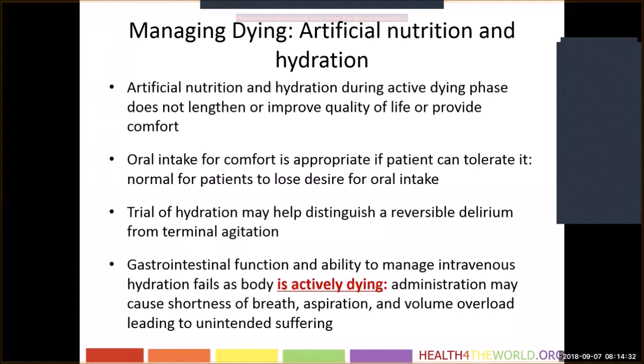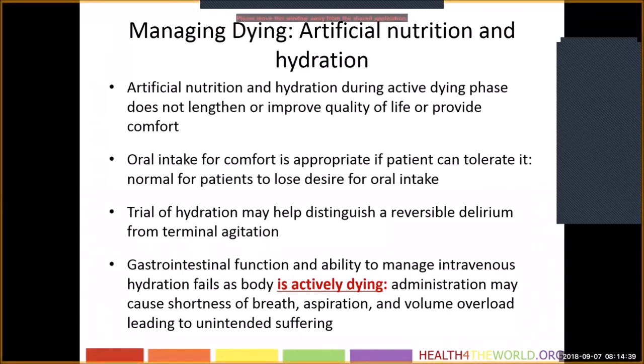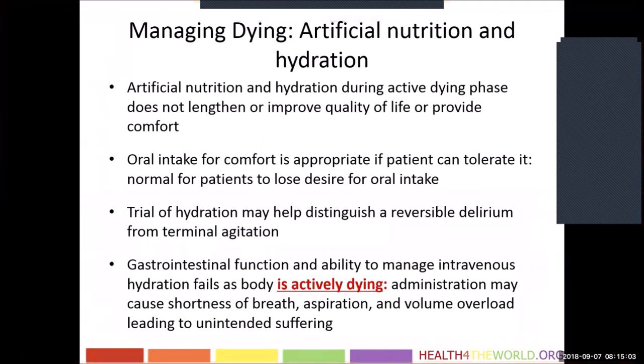This is normal. This is what's supposed to happen. A trial of hydration may help distinguish between a reversible delirium and a terminal agitation. So I say that at the end of life, you've got to figure out where you're going to draw your line in the sand. If I have a family or a patient that says, doctor, I understand what you're saying, I just need some IV fluids, I just think it might help, and they're in a monitored setting, I might say, you know what, okay, we will do a time-limited trial. But let me tell you how this will work and what we can do. I'm going to order the fluids, and if I see these symptoms, then I will stop them.